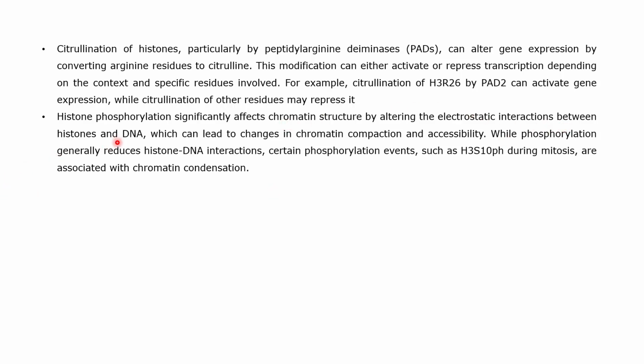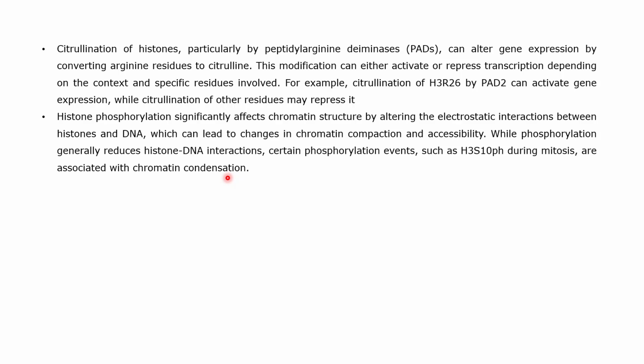And histone phosphorylation, finally, in this final modification, affects the chromatin structure by altering the electrostatic interaction between histones and DNA, because this phosphate group is a negatively charged group, right? So in comparison to acetylation, it also affects the charge, thereby changing its chromatin compaction and accessibility. For the majority of cases, phosphorylation actually reduces the histone-DNA interaction, making it open to transcription. However, certain phosphorylation events, such as this particular modification during mitosis, are associated with chromatin condensation.